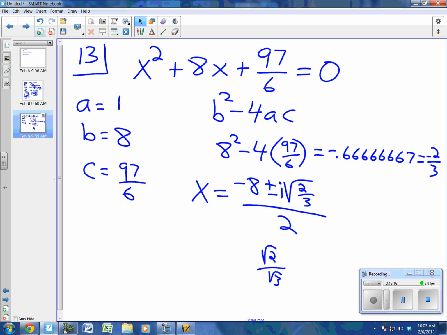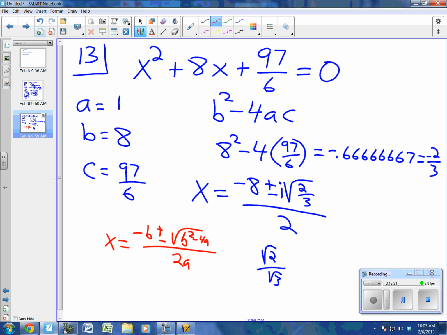Okay, Lacey. How did I get negative 8? Because in the quadratic formula that says negative b plus or minus the square root of b squared minus 4ac over 2a, I was making a substitution for b, and it says negative b. So the opposite, or the negative of 8 is negative 8. You always take the opposite of whatever b is. Okay, any other questions?